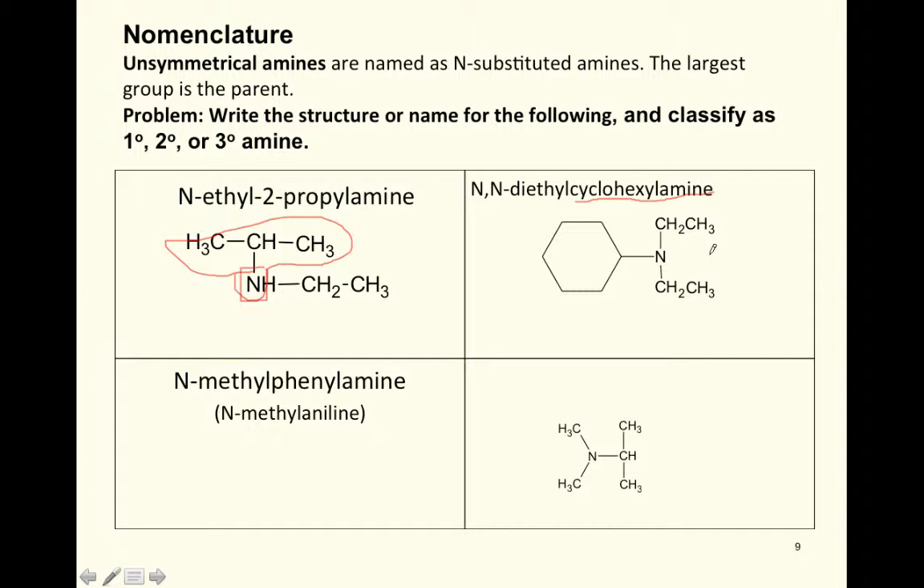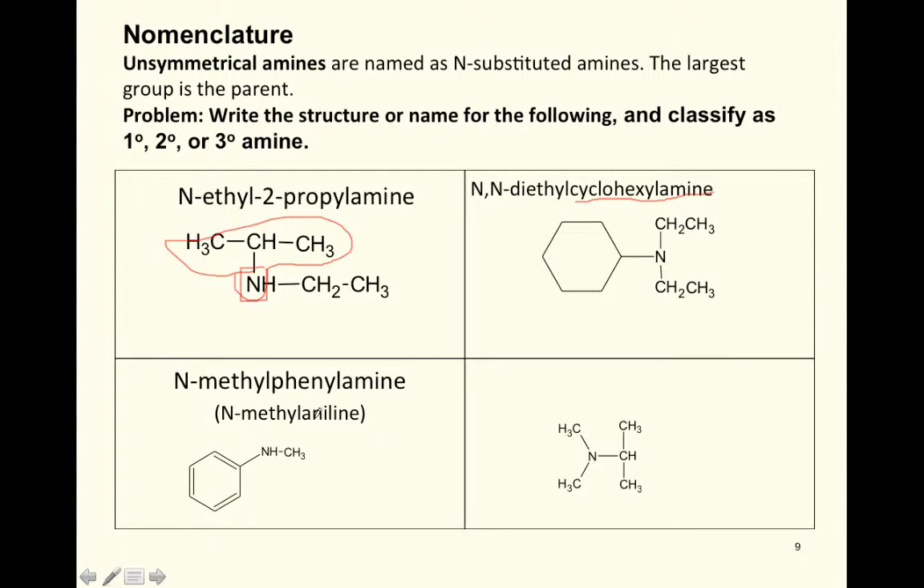N,N-diethyl cyclohexylamine. So the next one has 2 names, and that's because we have a common name in our ring structure. So this one can have 2 names that are acceptable, N-methylphenylamine or N-methylaniline. Let's take a look at its structure. Either of these 2 names would be acceptable.